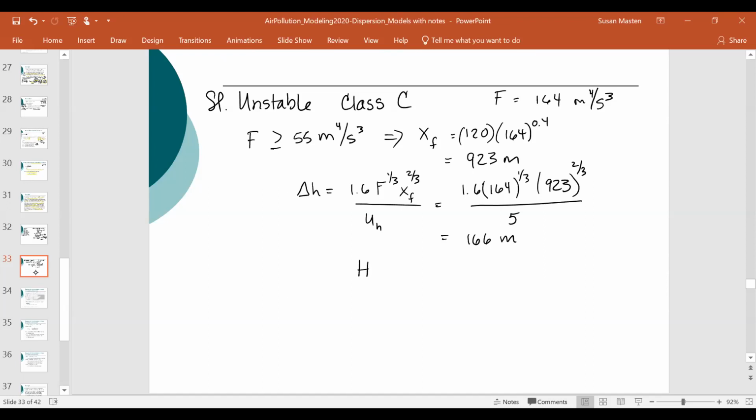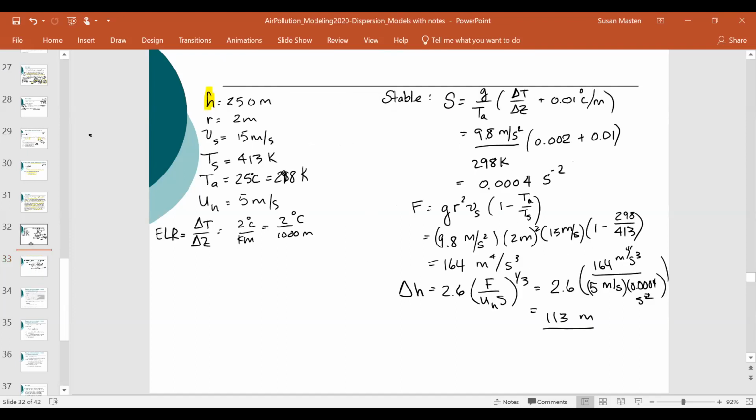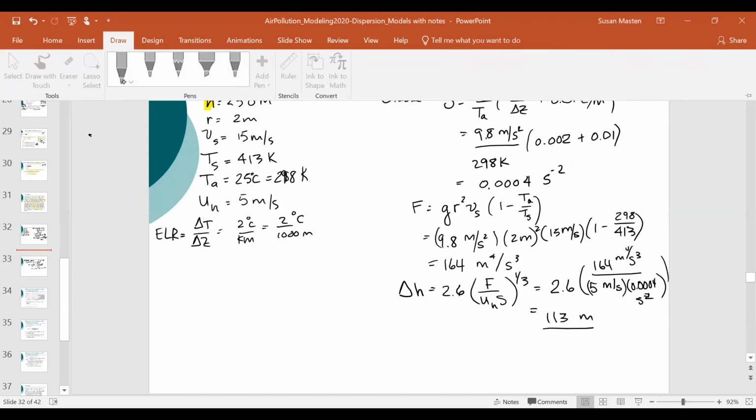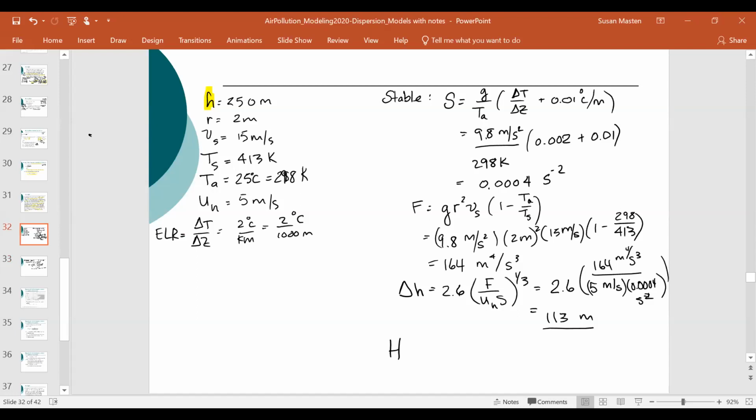So in this case, and I didn't calculate it before, we'll go back, the effective height is equal to H plus delta H, so that was 250 plus 166, and that is equal to 413 meters. We go back here. We had the effective height equal to H plus delta H, and this is equal to 250 plus 113. So what do we have?